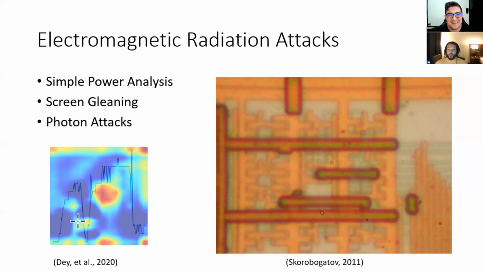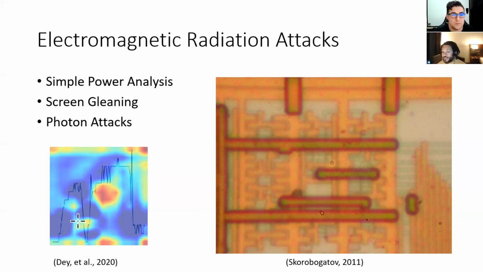Oh, thank you. We're going to be taking a look at electromagnetic radiation attacks. And again, from top to bottom there, we're going to be looking at the electricity consumption, looking at the electromagnetic emission from the screen of a device and seeing what that looks like. We're also going to see what observing and injecting light into a transistor will do for side channel attacks.